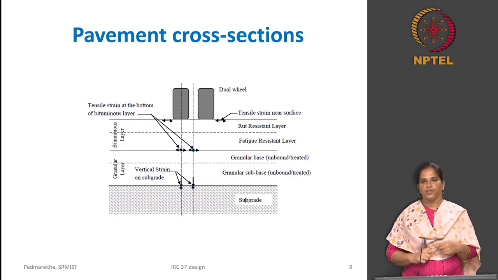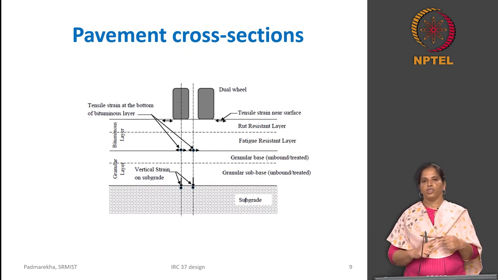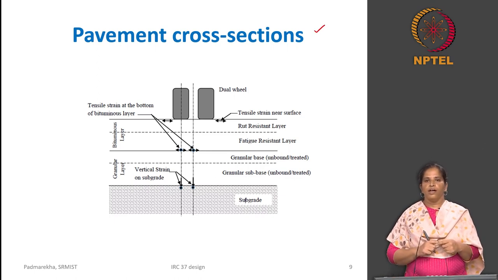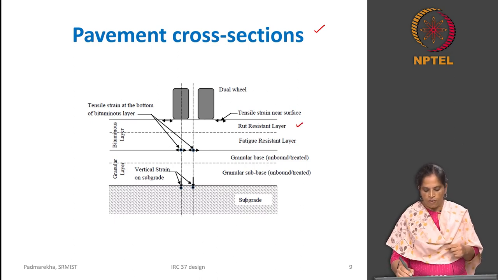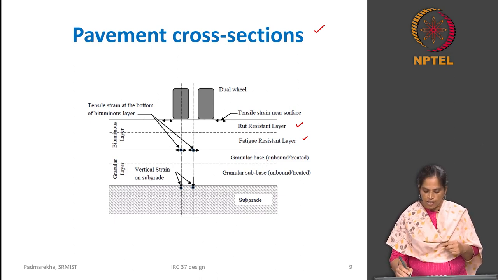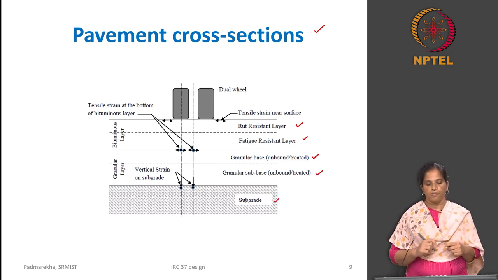We know that the pavement is a 5-layered structure, and IRC recommends 6 different combinations for the 5 layers. One typical cross section is shown here. In this cross section, the pavement consists of 2 asphalt layers. The top layer is a rut resistant layer and the bottom layer is a fatigue resistant layer. This asphalt layer rests on a granular base, granular subbase and compacted subgrade layer.